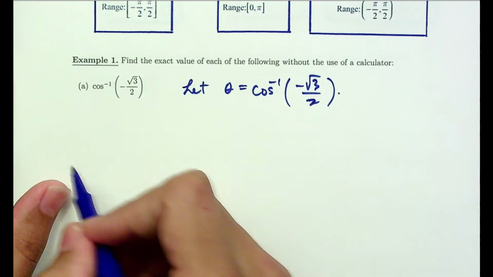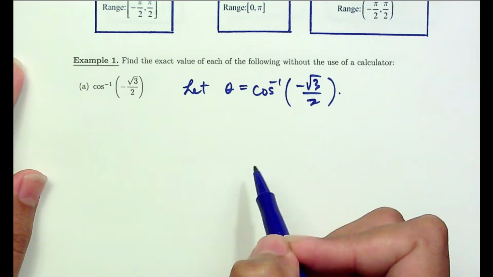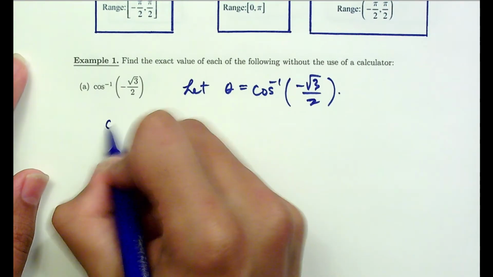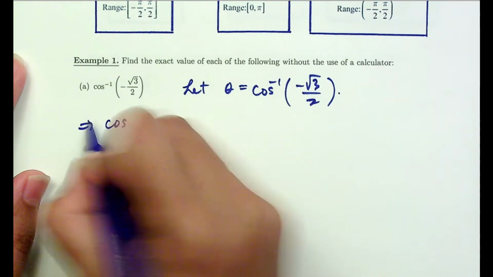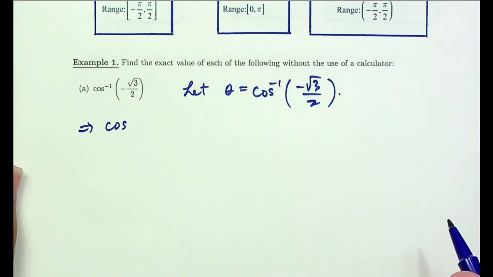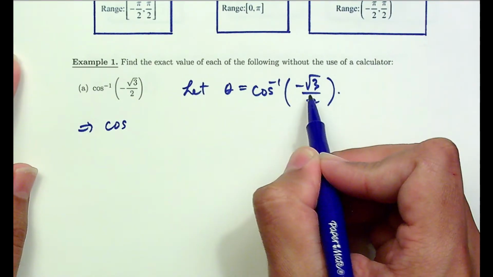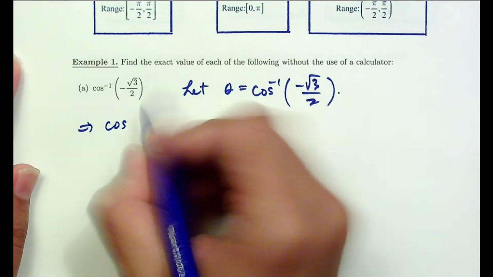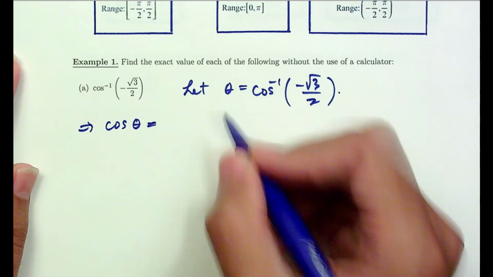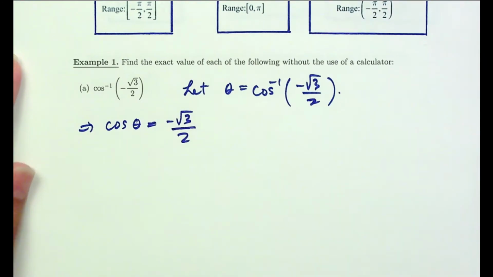Okay, now after giving it a name, we're going to rewrite this equation without using inverses. Remember how that works. I want to write that using just regular cosine, and I can do that as long as I swap the input and the output. So writing this using regular cosine, the input is going to become the output and the output is going to become the input. In other words, this is equivalent to cosine of theta equals negative square root of 3 over 2.